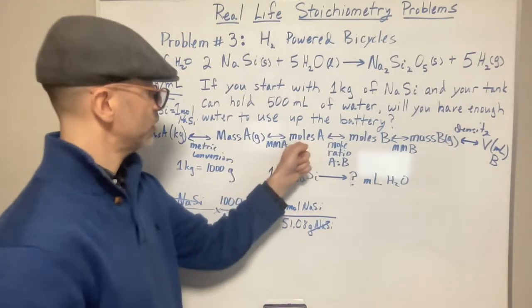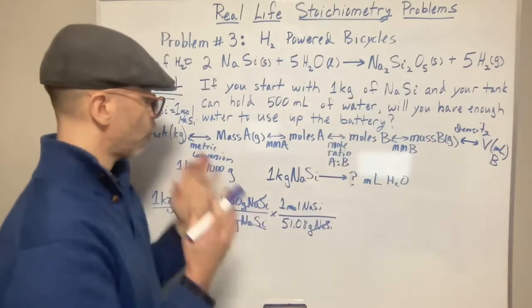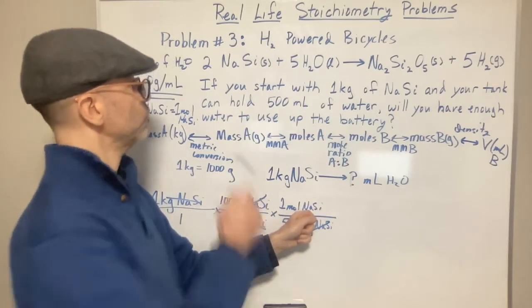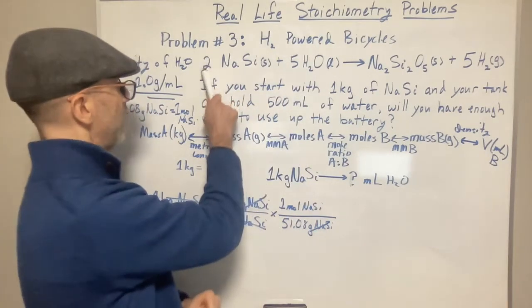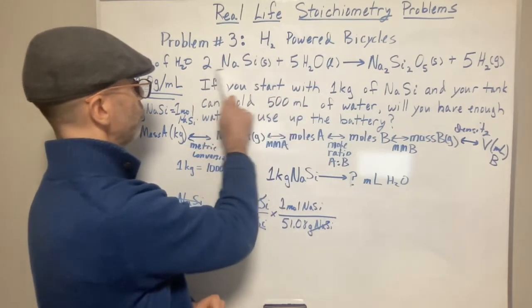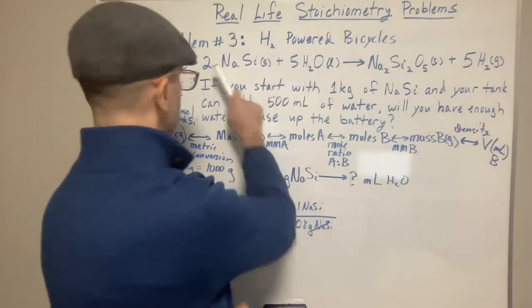Now I'm here. The next step is to go from moles of A to moles of B using the mole ratio. My A here is sodium silicide, and I want to get to water. So I'm going to use the mole ratio, 2 moles of NaSi to 5 moles of water.